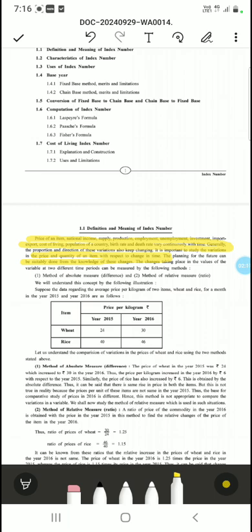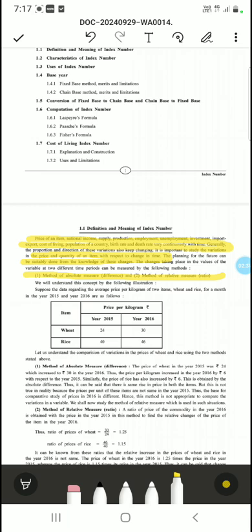Now when you talk about these changes, basically these changes could be measured in two ways. I'll just highlight the two ways over here. One is the absolute method and the second is the relative method or the ratio method. Let us understand this with an example. You can look at the table which is given over here.